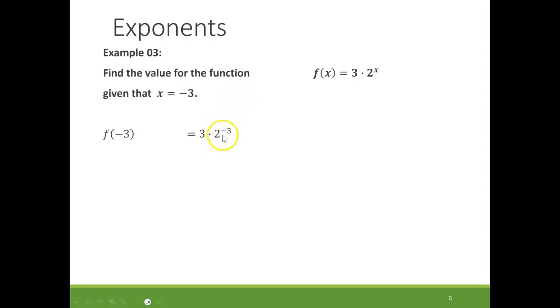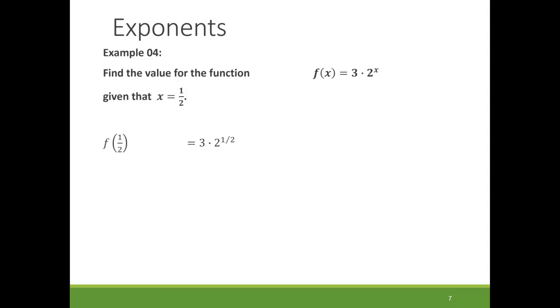So remember that the negative exponent makes a fraction. How did you do that? Yeah. 2 to the third is 8, and then 3 times 1/8 is 3/8. That's correct also. That's fine.